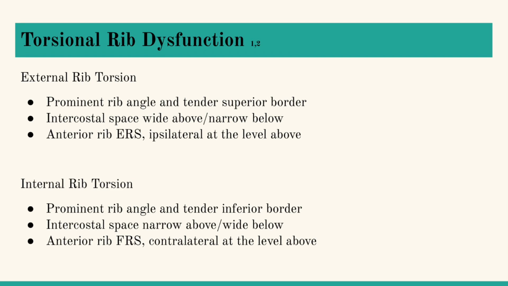And then for torsional rib dysfunction, we have the external rib torsion, which is a prominent rib angle and tender superior border. The intercostal space is wide above and narrow below. And then the anterior ribs are ipsilateral at the level above. Then for the internal rib torsion, the prominent rib angle and tender inferior border is noted. Then the intercostal space is narrow above and wide below, so it flipped. And then the anterior rib is contralateral at the level above.